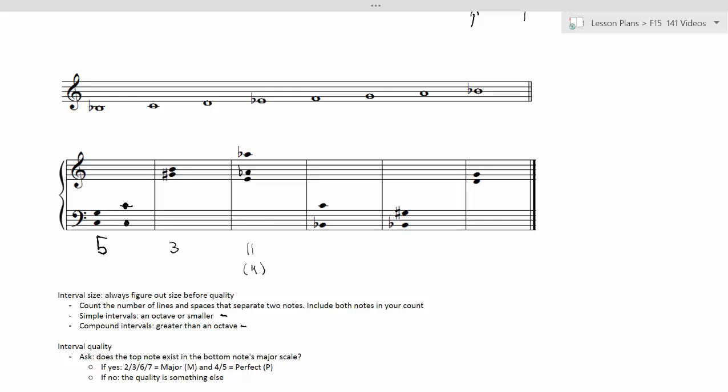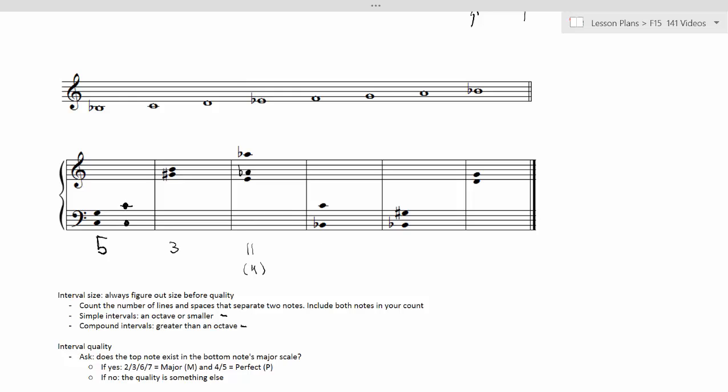For now, what we need to know to do that is interval quality. One way to figure it out is to determine whether the top note exists in the major scale of the bottom note. And your answer is going to be yes or no, and depending on that answer, that will determine what the quality is.